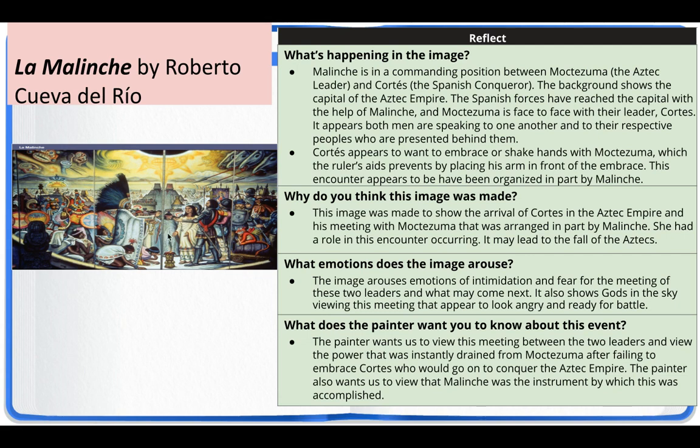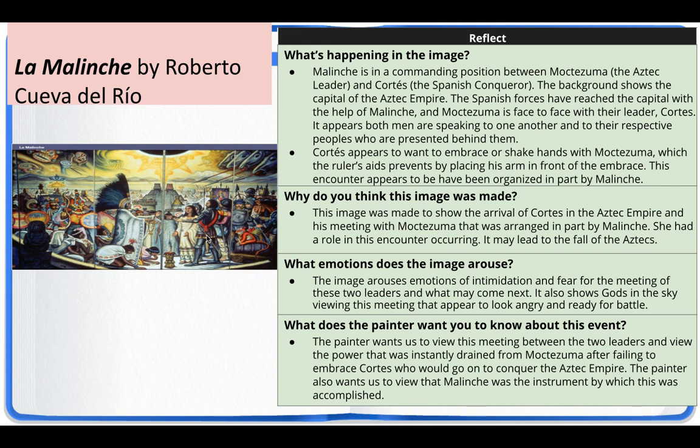It appears both men are speaking to one another and to their respective people presented behind them. Cortez appears to want to embrace or shake hands with Montezuma, which the ruler's aide prevents by placing his arm in front of the embrace. This encounter appears to have been organized in part by Malinche. This image was also made to show the arrival of Cortez in the Aztec Empire and his meeting with Montezuma that was arranged in part by Malinche. She had a role in this encounter occurring, and it may lead to the fall of the Aztecs.